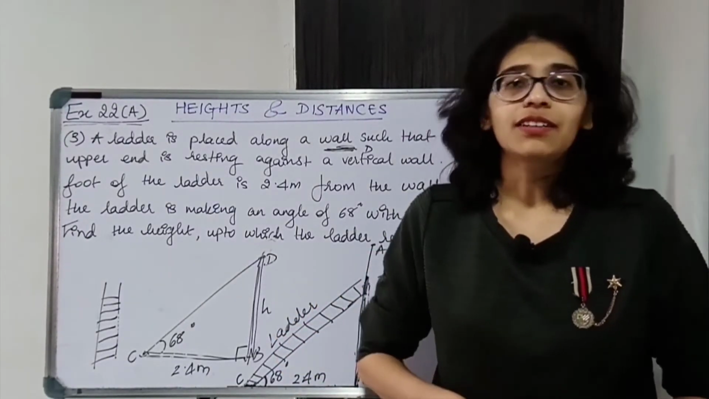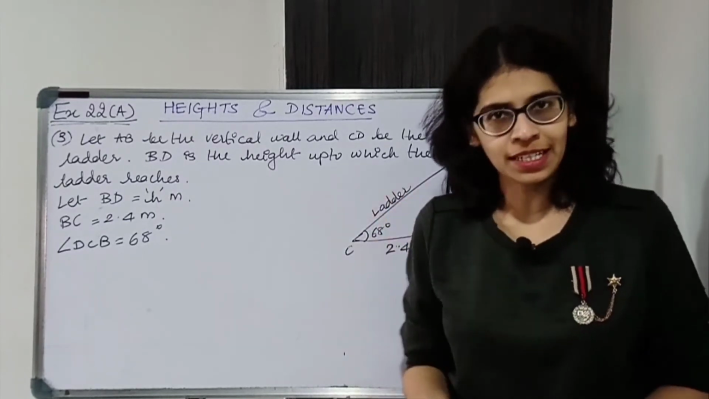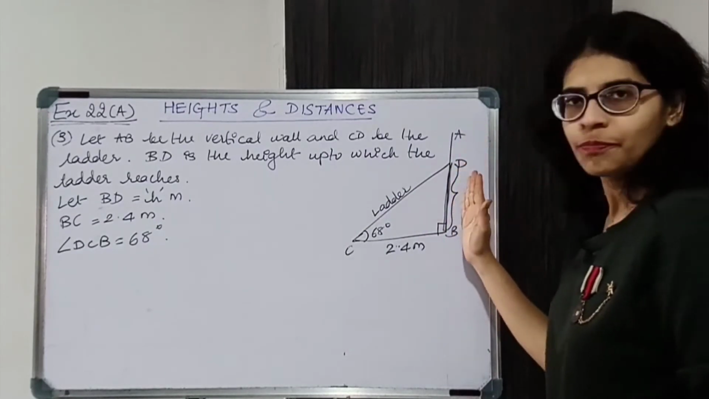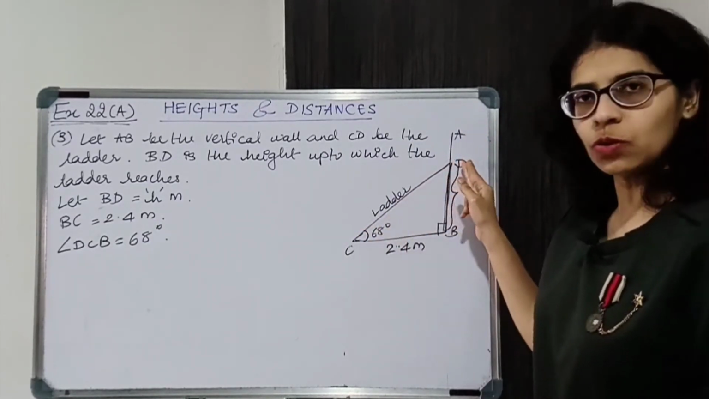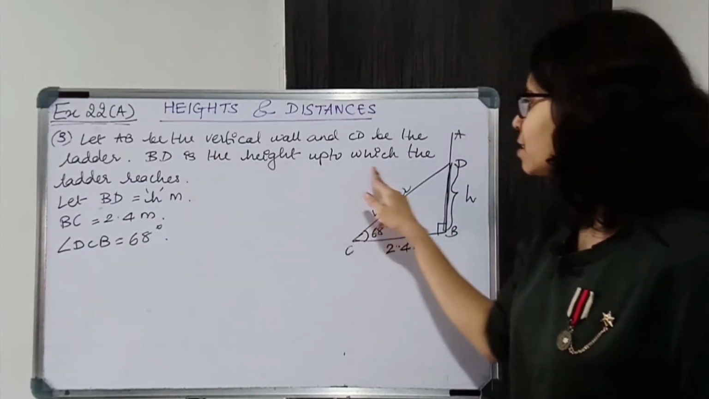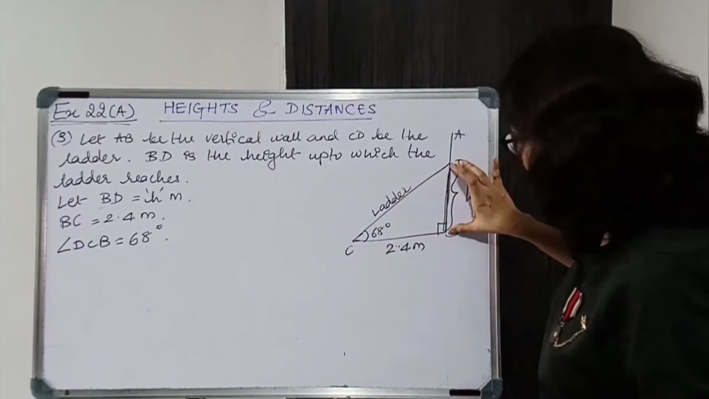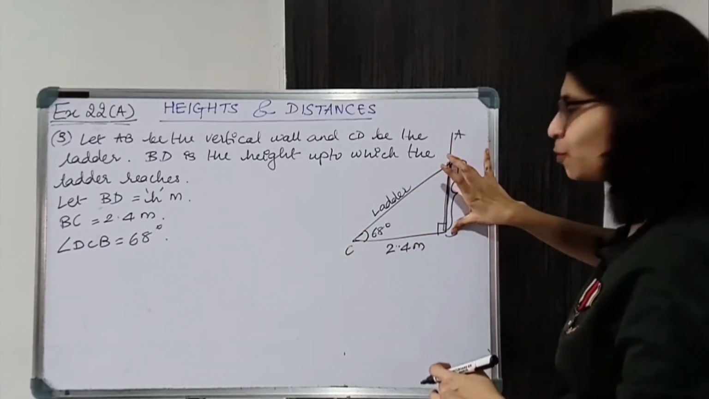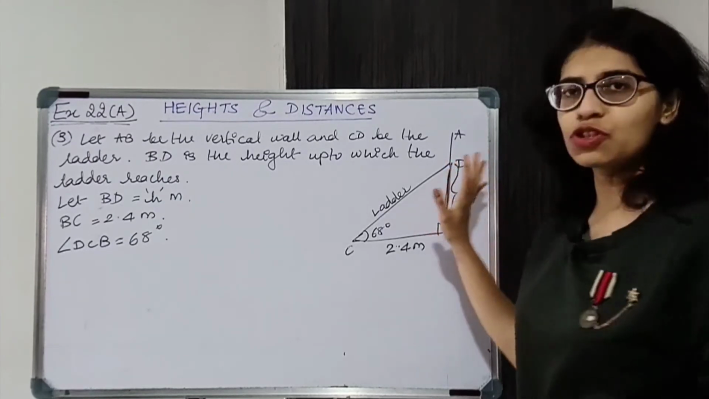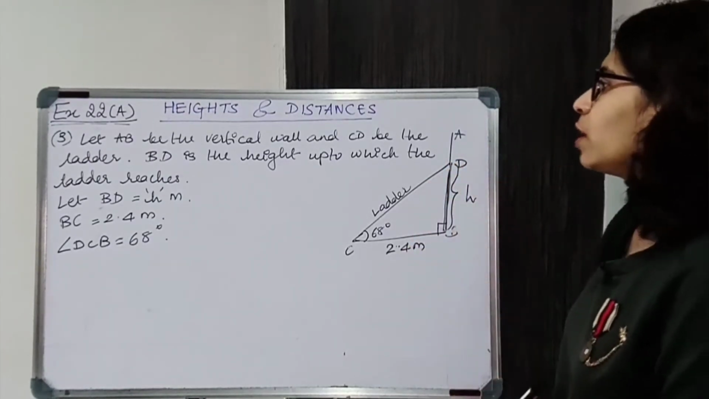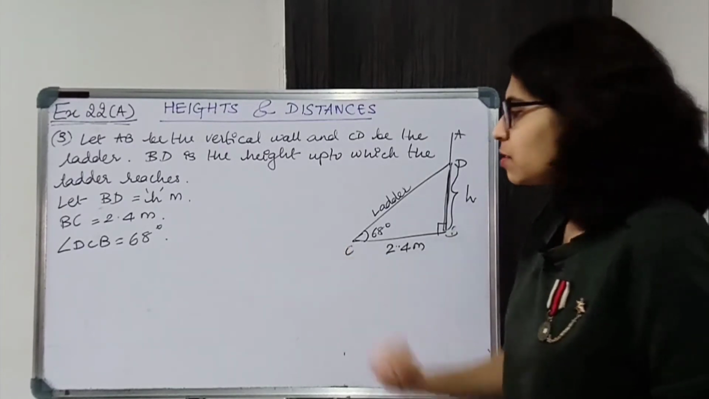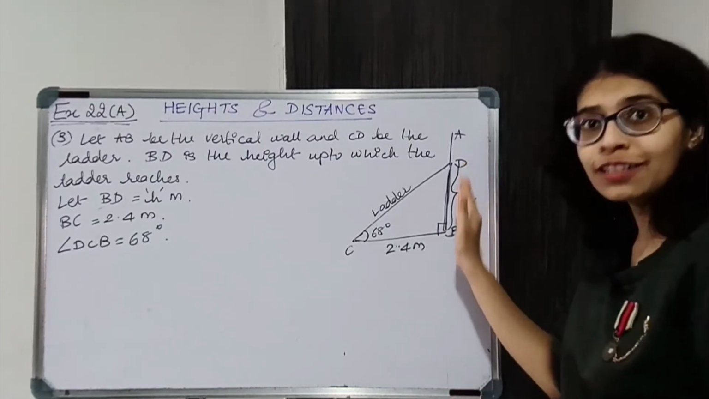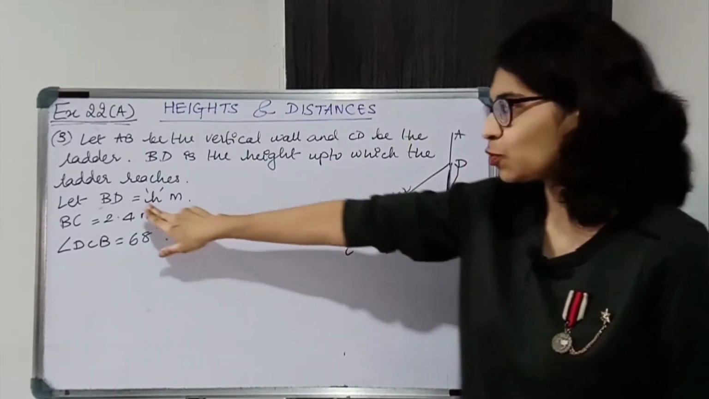Okay, so now let us start solving. Now you need to write some statements. Let AB be the vertical wall, and CD is the ladder. BD is the height up to which the ladder reaches. It is not reaching up to this height, it is reaching up to this height. So BD is the height up to which the ladder reaches. Now let BD be equal to h meters. We are assuming the height because we have to find the height up to which the ladder reaches. So let it be h.